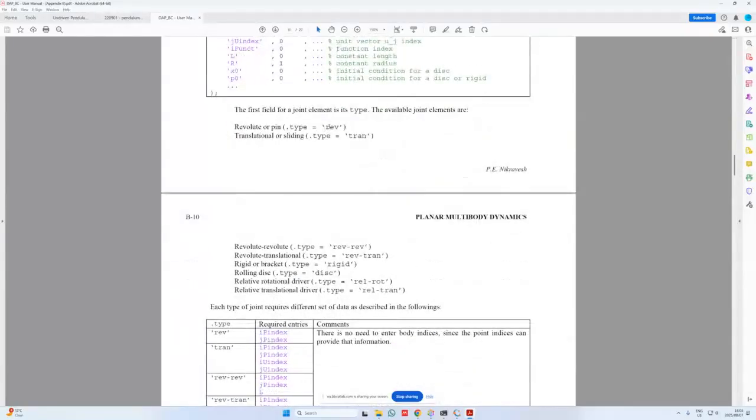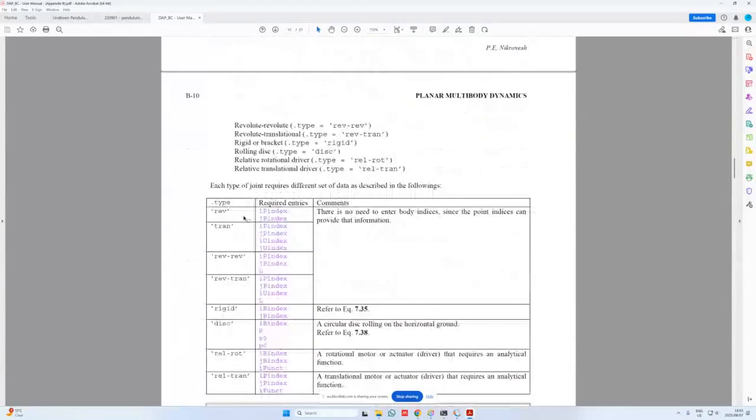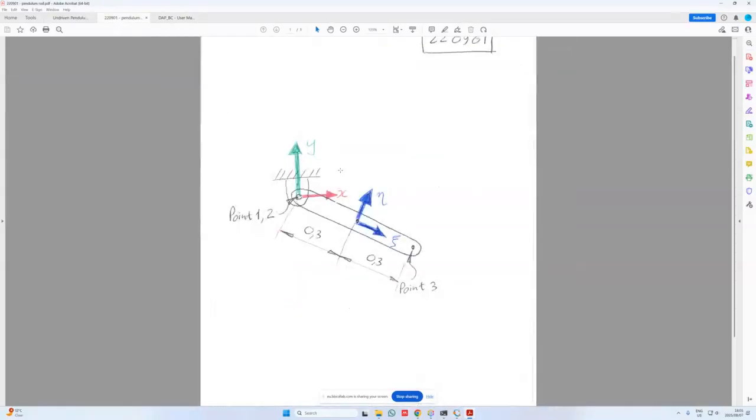In my case, I'm working with a revolute joint. If I go down to this table, you'll see that if I specify the type as a revolute joint, I need to give it two inputs: an IP index and a JP index. So what are these two inputs? These are simply the I and J points that coincide with one another on the two bodies connected via the revolute joint. If I look back at the pendulum rod, points 1 and 2 are the two points that coincide with one another.